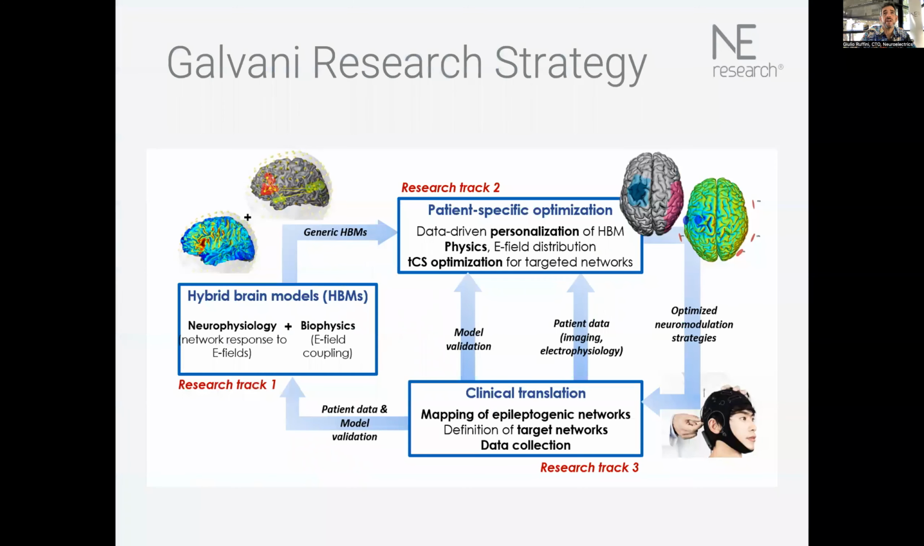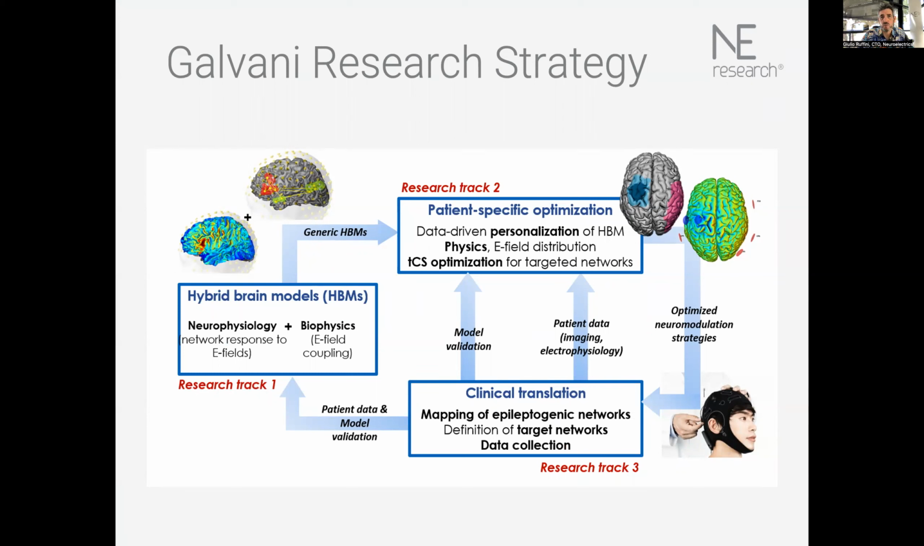In the context of Galvani, this ERC project, the process is similar. We start with a research track focusing on the concept of what models we want to use and what mechanisms we want to include, the biophysics and all that, and then develop methods for patient-specific personalization and optimization, and all this is translated into a clinical track.